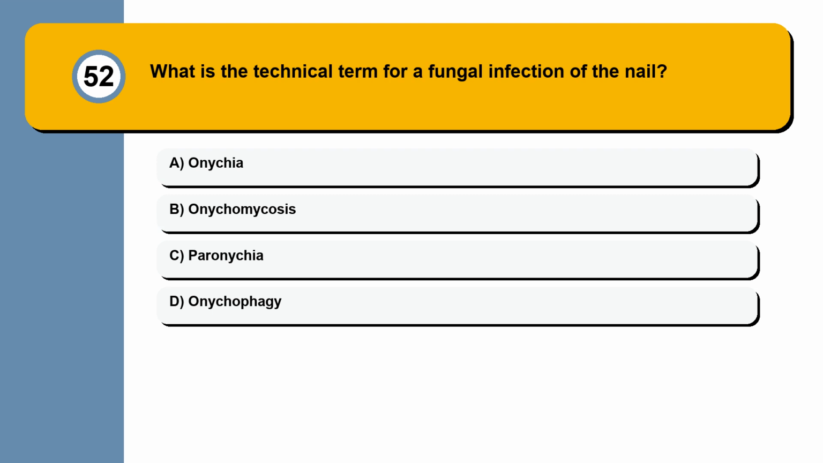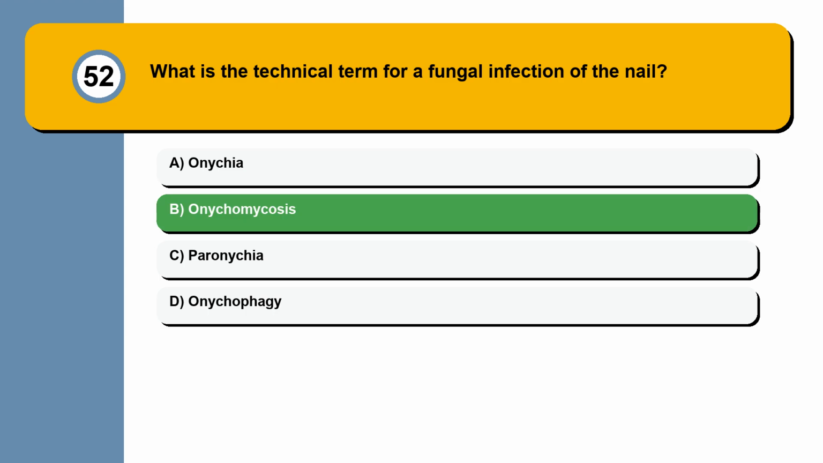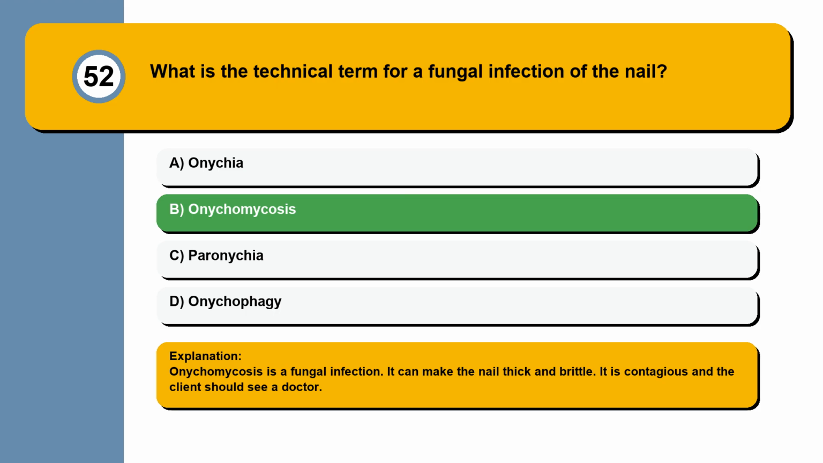Question 52. What is the technical term for a fungal infection of the nail? Onychia, onychomycosis, paronychia, onychophagy. Onychomycosis is a fungal infection. It can make the nail thick and brittle. It is contagious and the client should see a doctor.